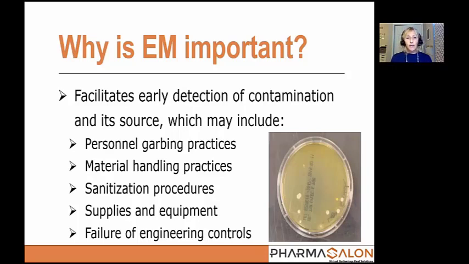And these sources can include personnel garbing practices. This is a super common one where, getting involved in investigations with sterile compounding pharmacies, that's kind of where we head first, especially when we're seeing a lot of Staphylococcus or Micrococcus show up. Material handling practices, sanitization procedures, supplies and equipment, and then just overall failure of the engineering controls.